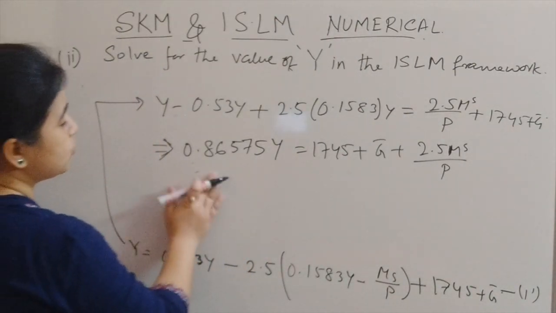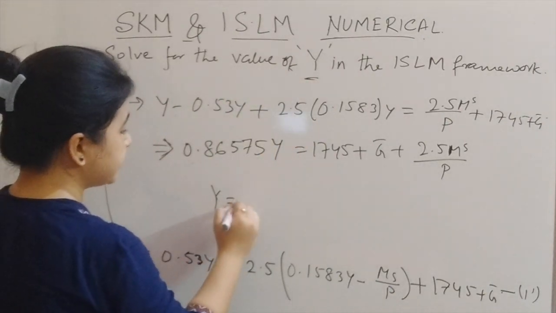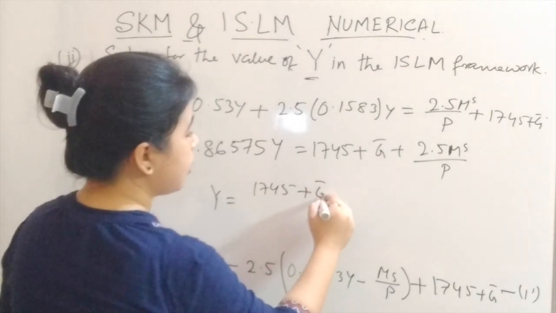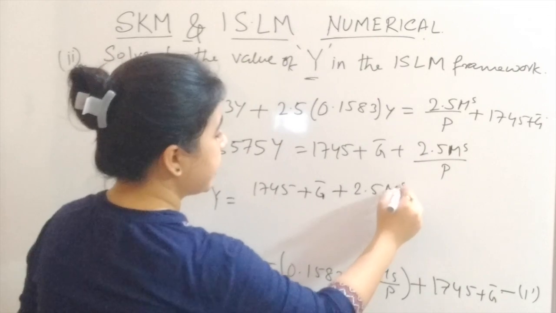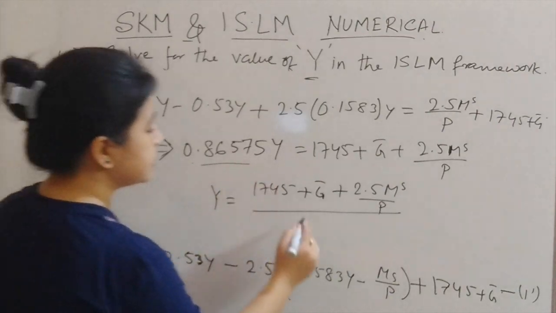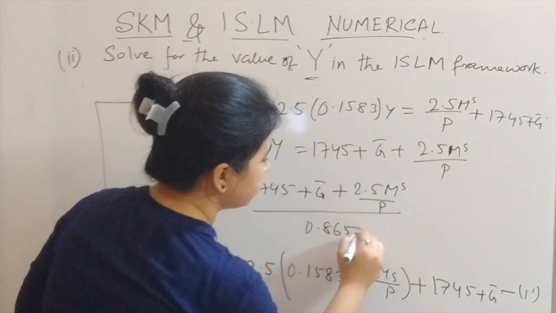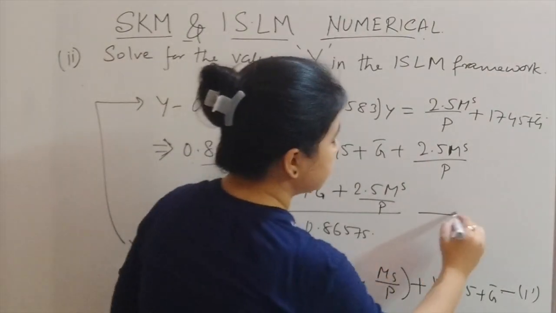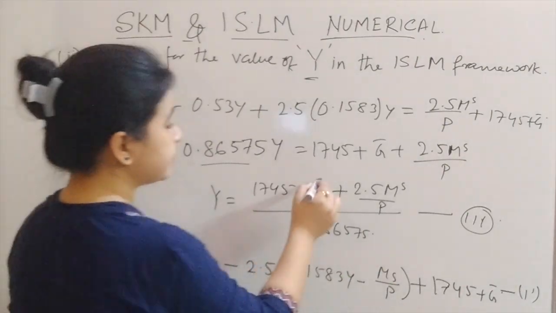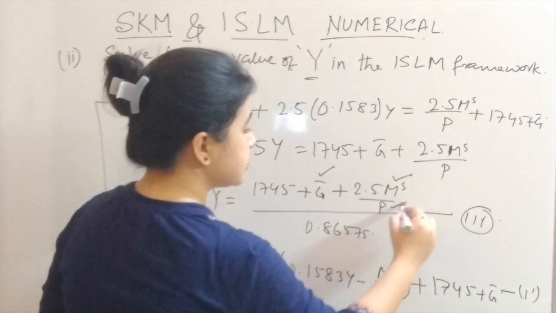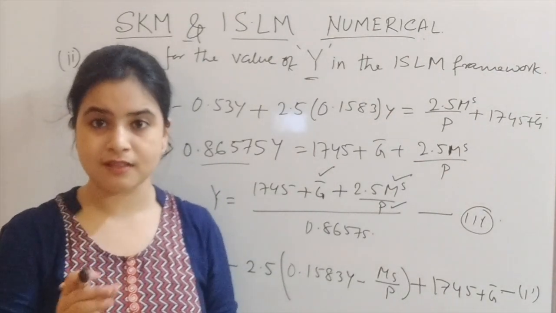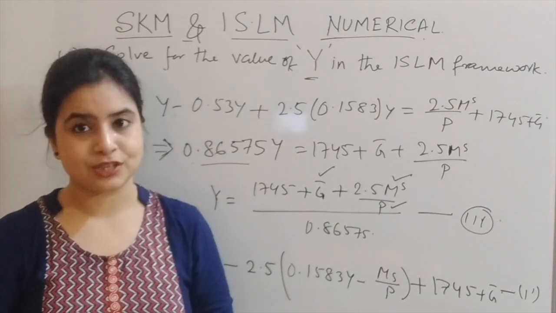And now in order to find the value of this y, what we can do is 1745 plus g bar, and here we have 2.5 ms by p, and this whole thing is divided by this value, that is 0.86575, and mark it as equation number 3. So once we have the value of this g bar, ms, p from outside, we are good to go with the numerical value of the national output or national income.